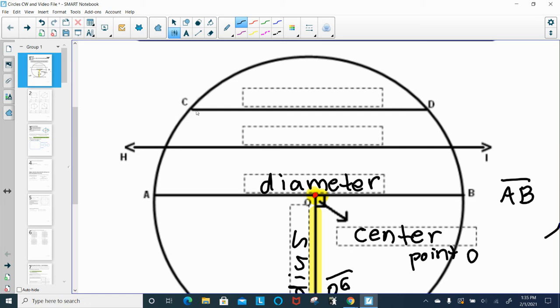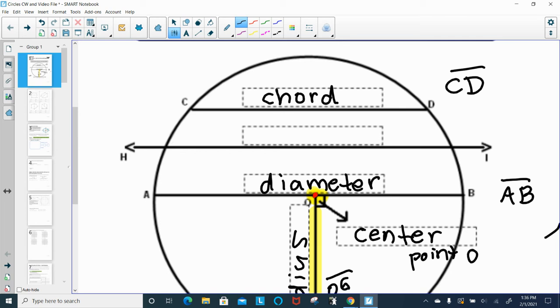Now, if you look at line segment CD, it behaves a lot like the diameter because it goes from one side of the circle to the other side of the circle. But the difference between CD and the diameter is that the diameter goes through the middle, through the center. CD does not do that. So we call that a chord. The diameter is actually considered a chord. It's just a special chord. So they gave it a special name.